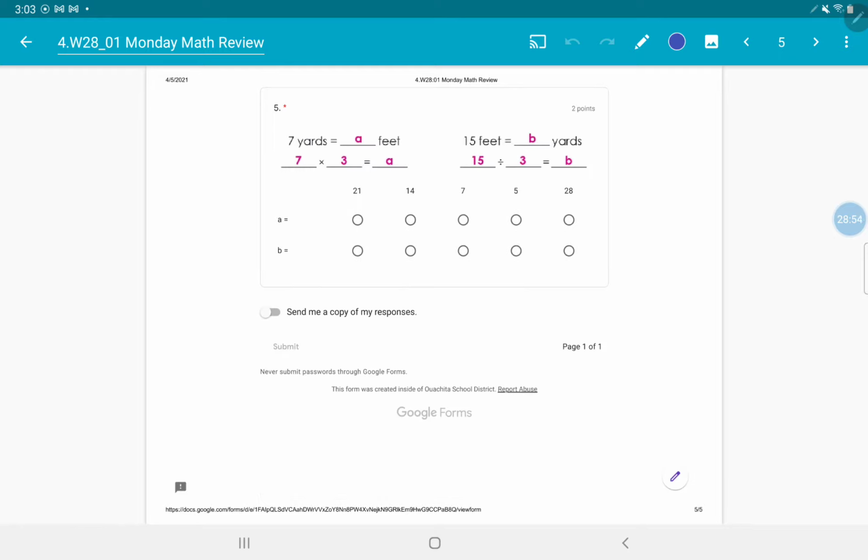And then the last one, we're converting yards to feet. It takes 3 feet to make a yard. So 7 times 3 is what, Callie? 21. A is 21 feet. And then 15 feet equals how many yards? I have 15 feet, so I need to divide by 3, and that's what, Maggie? 5. Very good.